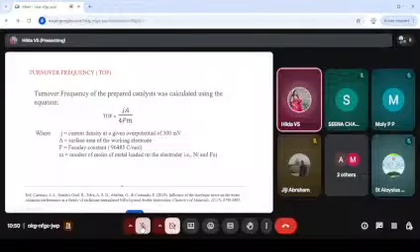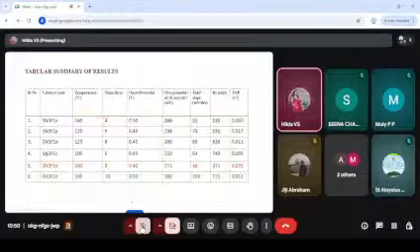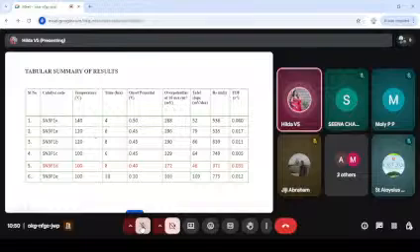And I calculated the turnover frequency using the equation JA by 4Fm, where J is the current density at a given overpotential of 300 millivolt, A is the surface area of the working electrode, F is the Faraday constant, and m is the number of moles of metal loaded in the electrode, that is nickel and iron. And this is the tabular summary of the result.